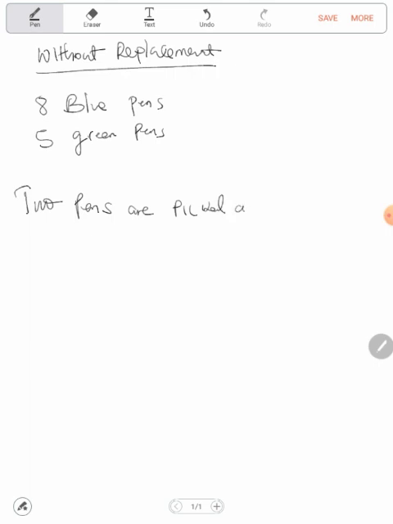Let's say you have 8 blue pens and 5 green pens. Then I say 2 pens are picked at random without replacement, one after the other.